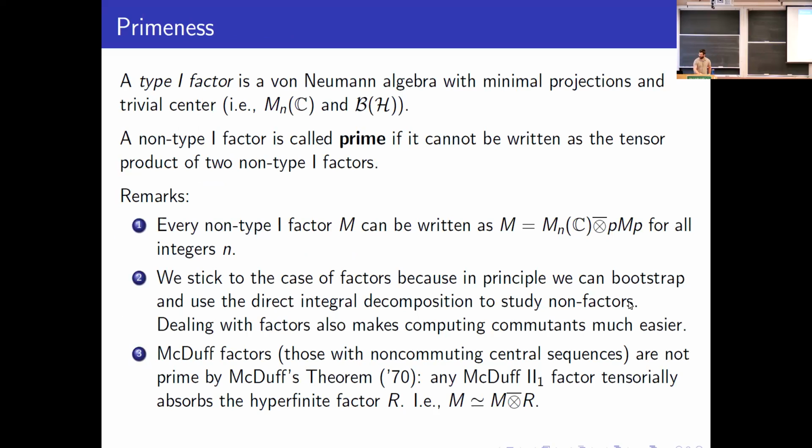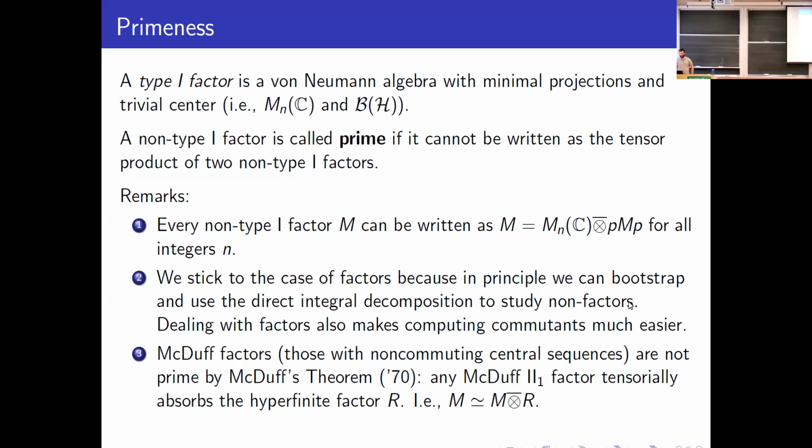Okay, good, I did fix that. Actually, like an hour ago, it said no minimal projections, and I was like, oh, that's not a good start. All right, so a type 1 factor is just a von Neumann algebra with trivial center and minimal projections, right? So B of H. And if we have a factor that's not type 1, we call it prime if you can't split it into a tensor product. Okay, like Changing said.